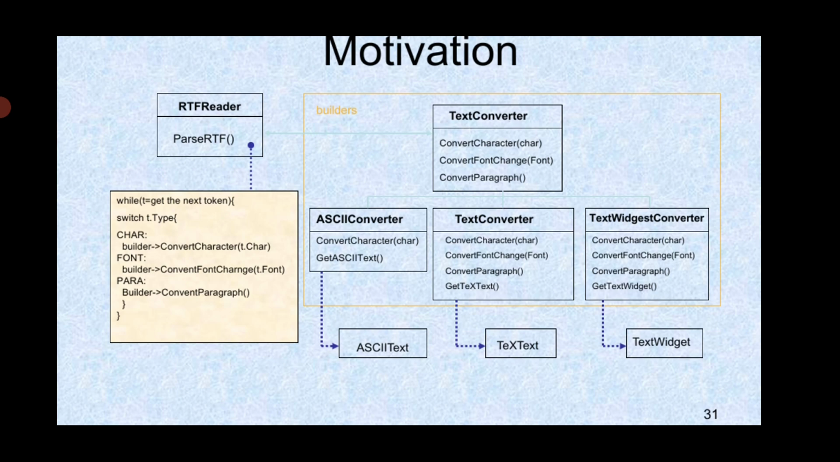So a text widget converter will produce a complex user interface object that lets the user see and edit that particular text. Here we look at the builder connection to the RTF reader, how the text converter converts characters, fonts, and paragraphs. This is the main motivation of the builder concept.